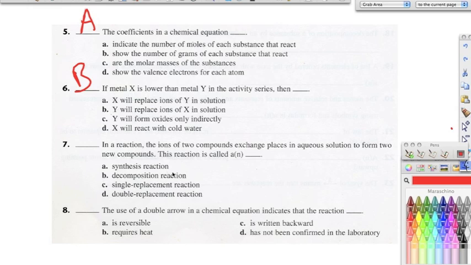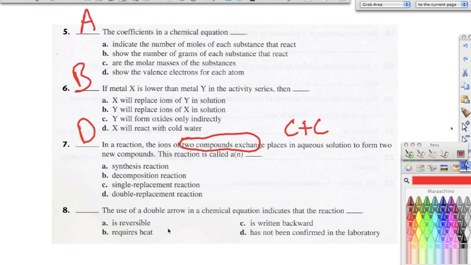Number 7, in a reaction, the ions of 2 compounds exchange places in aqueous solution to form 2 new compounds. This is called, and the correct answer should be D, double replacement reaction. So we have 2 compounds and their ions change places. Anything that starts with a compound plus a compound is always going to be a double replacement reaction.